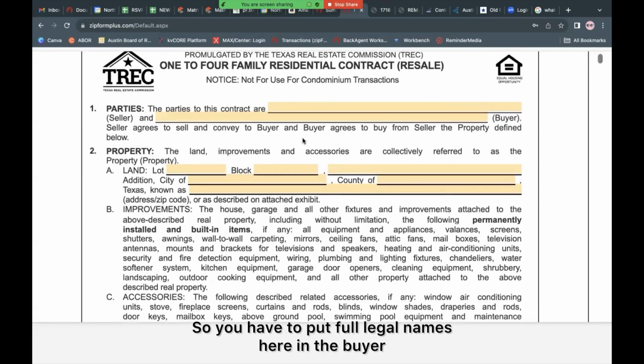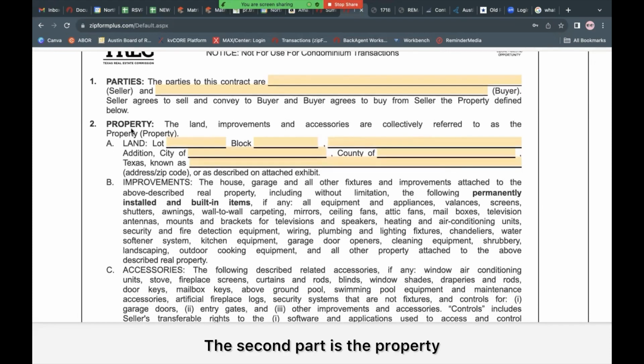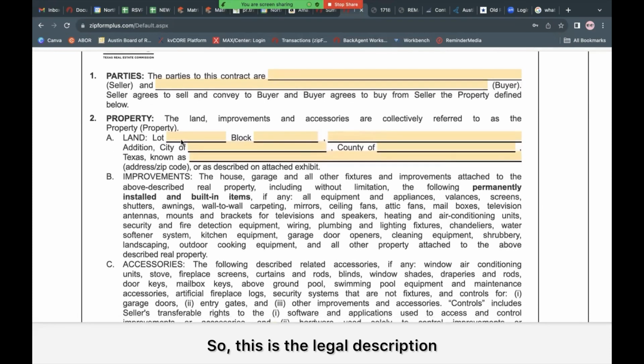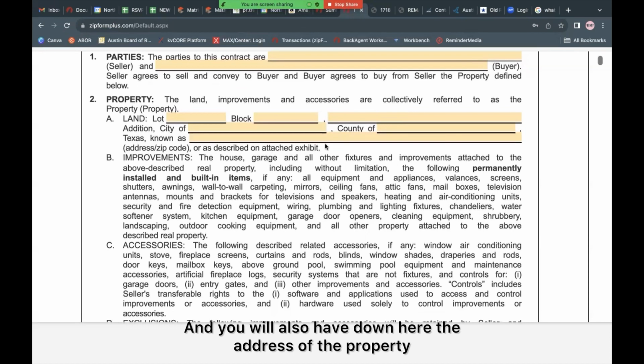So you have to put full legal names here in the buyer and seller blanks. The second part is the property. So this is the legal description. So the lot and block, the legal description of the property. And you will also have down here the address of the property.